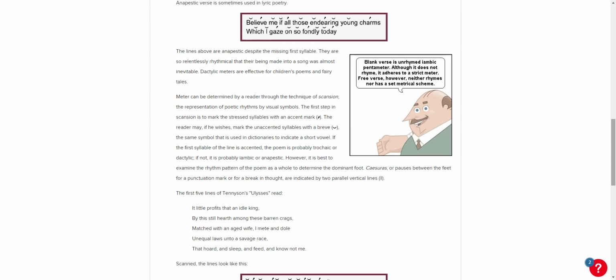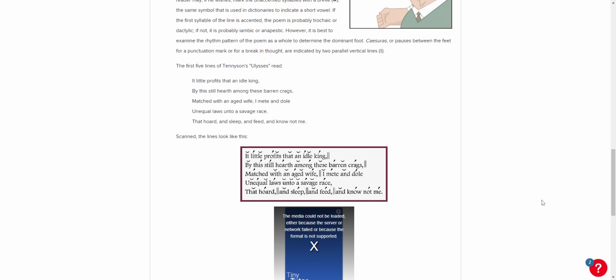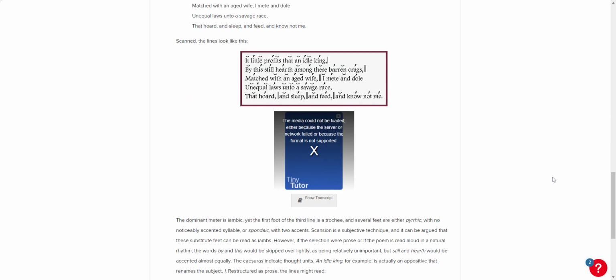But what we're looking at here with all of these little curve signs, which is called a breve, or the accent marks, that's called a scansion, or I may not be pronouncing it right, but the idea is that you're marking up a poem to show where the emphasized syllables are and where the unemphasized syllables are. And it makes it easier to tell what the meter is, or what the dominant meter is.